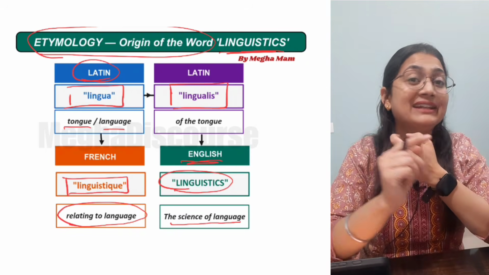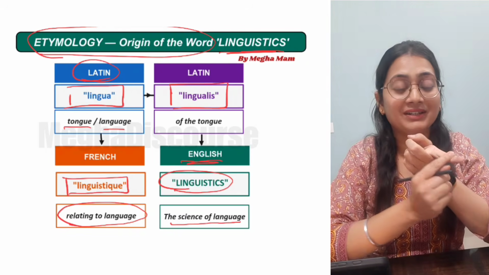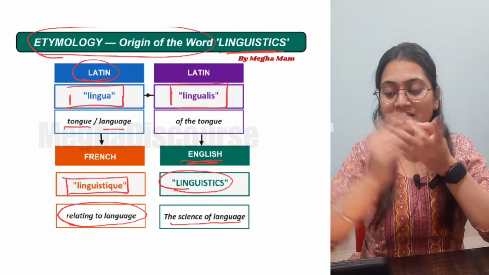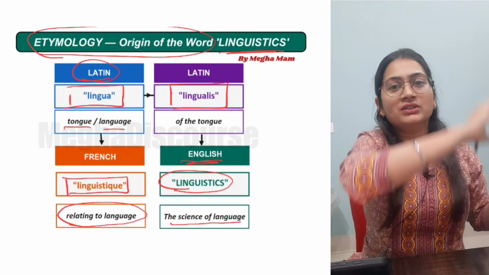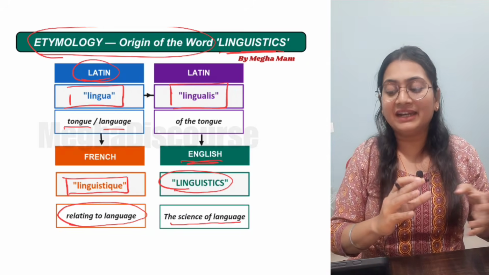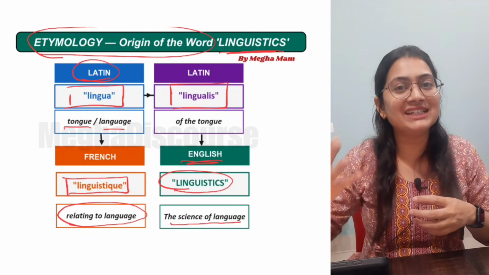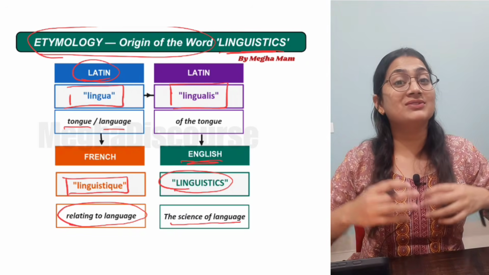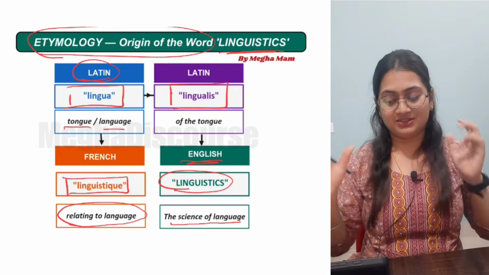First we have Latin in the Anglo-Saxon period, then we have French in the Anglo-Norman period, and in the age of Chaucer we have English. So this is the same. In Latin we have lingua. Now the evolution occurs and it becomes lingualis. In French it becomes linguistique. In English it becomes linguistics. Okay, so this is the etymology of linguistics.